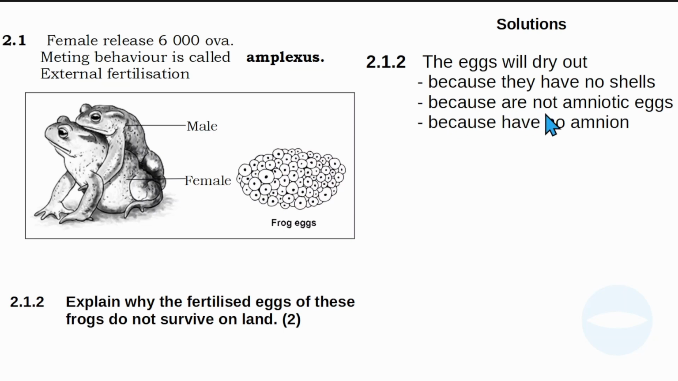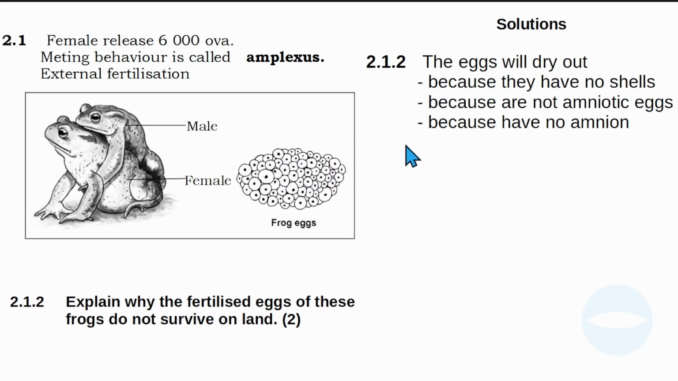The eggs are not amniotic eggs. Amniotic eggs have an amnion inside, and these eggs have no amnion. So this is one of the reasons why this egg will not survive outside water.